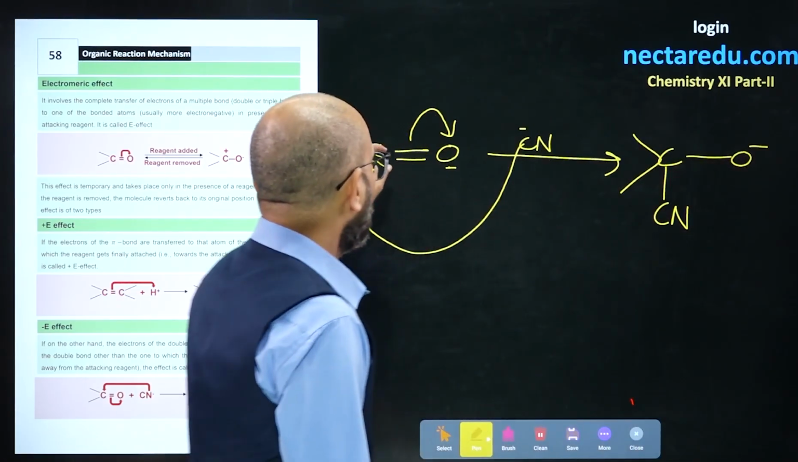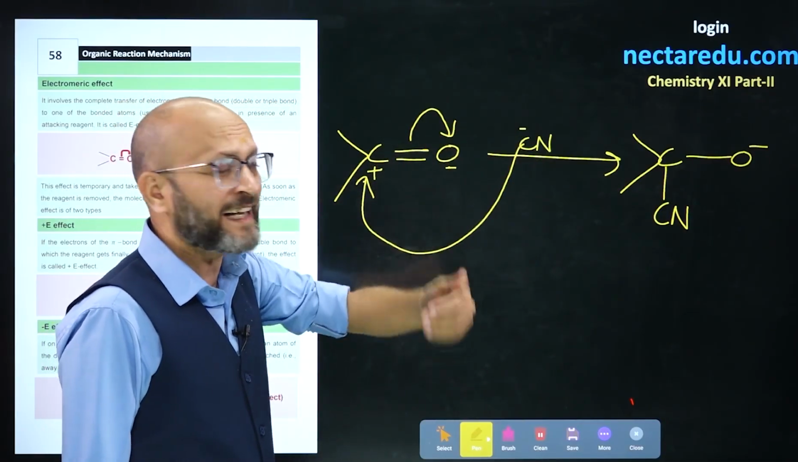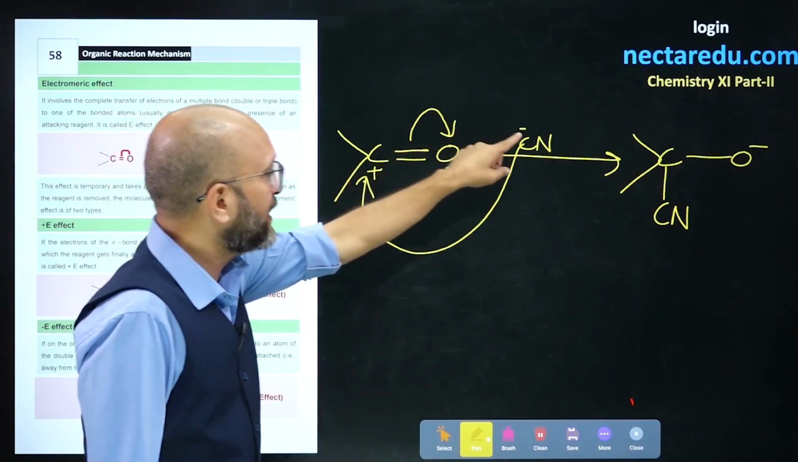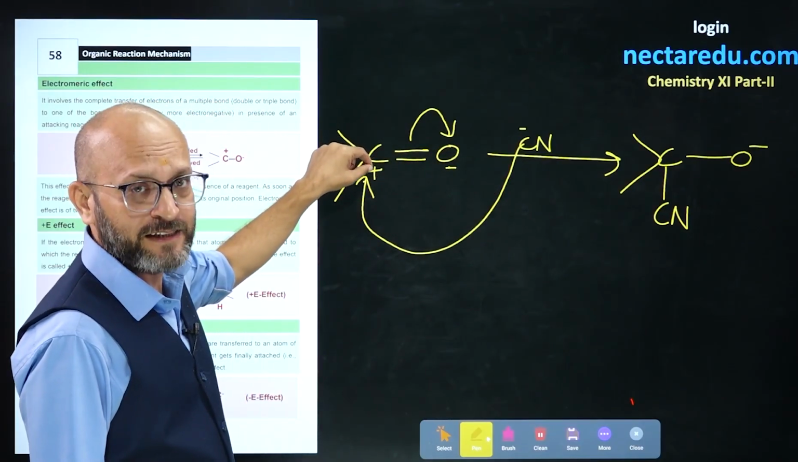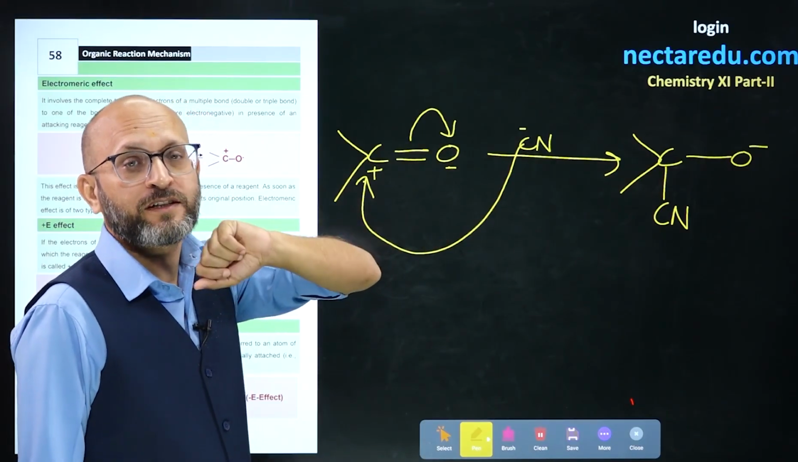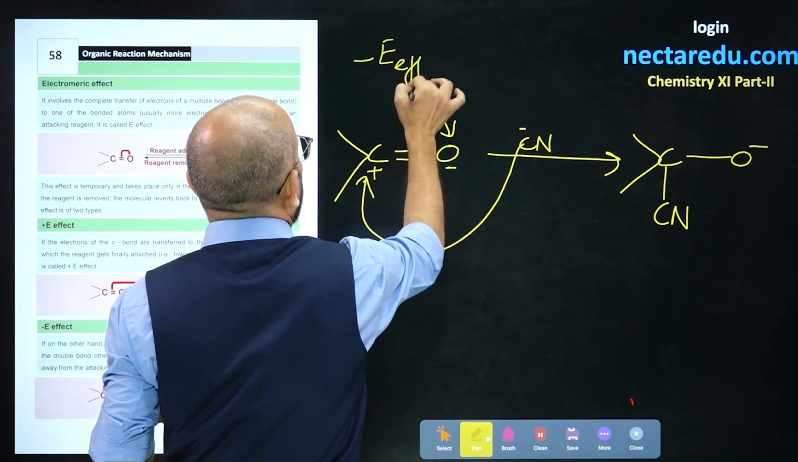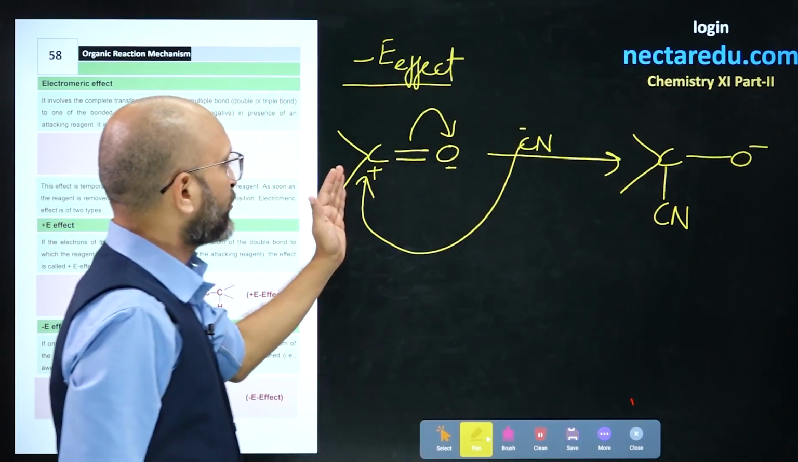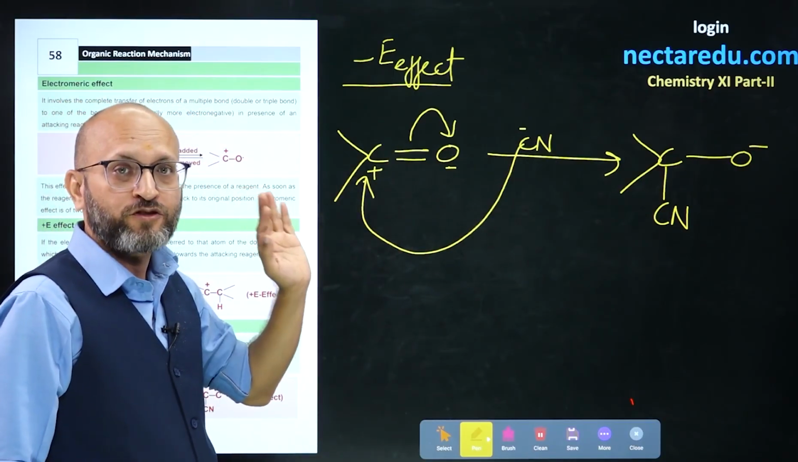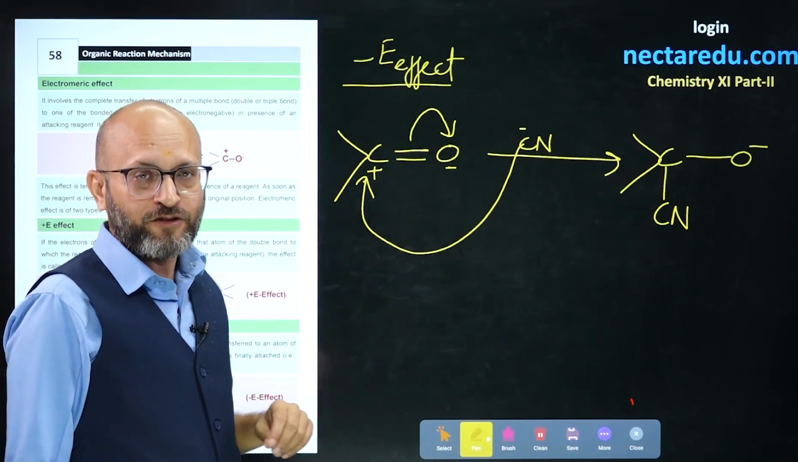So what has happened is electrons have moved towards oxygen, but the attacking reagent is getting attached to the opposite carbon. Electron shifting is towards oxygen, but CN minus is attacking this carbon. So exactly the movement of electron and the reagent is opposite. This is known as the negative electromeric effect, because electrons are shifting towards oxygen and cyanide is attaching to carbon, not oxygen. If the movement of reagent and electron is opposite to each other, then this is the negative electromeric effect.